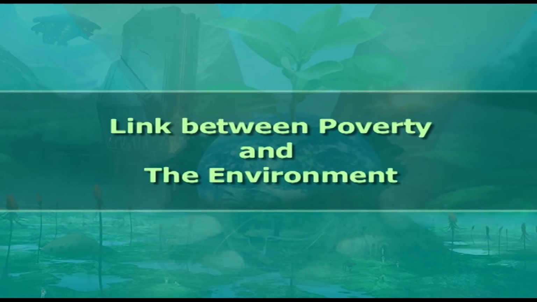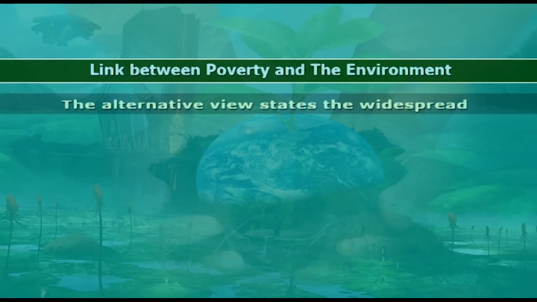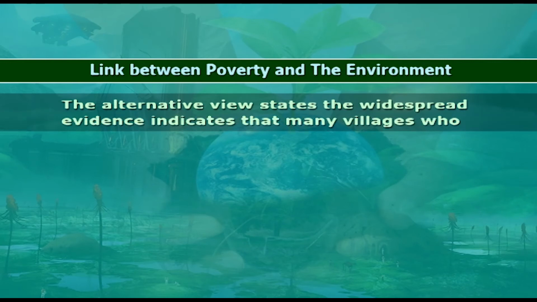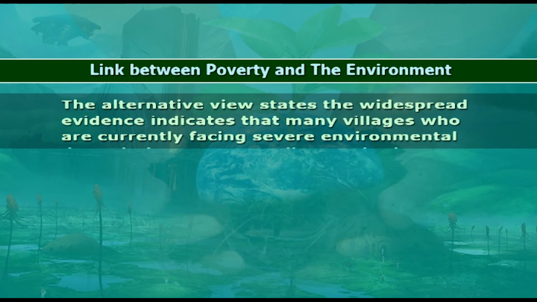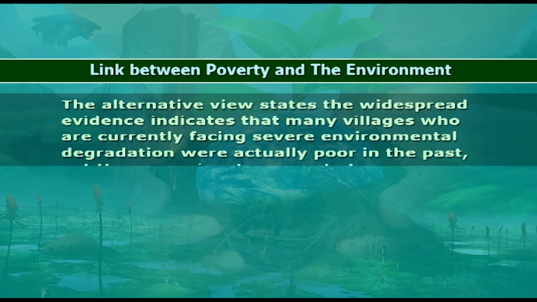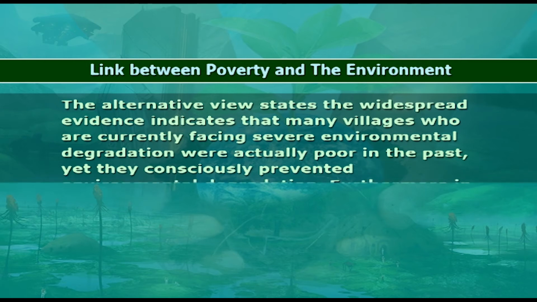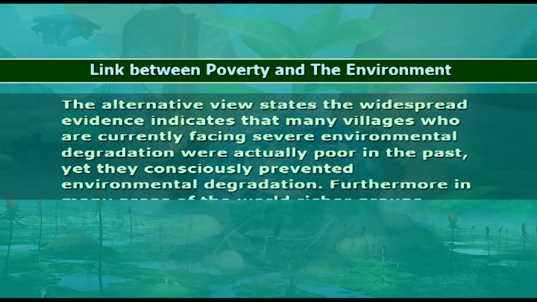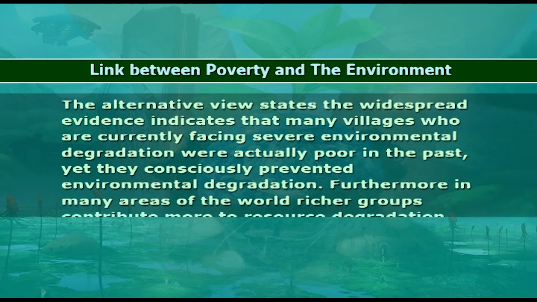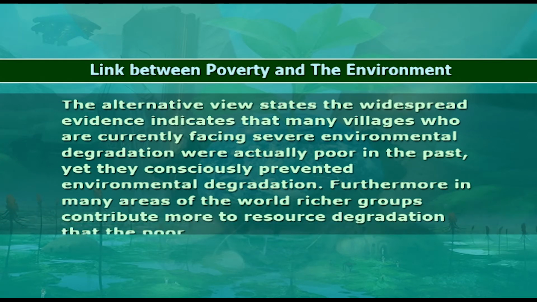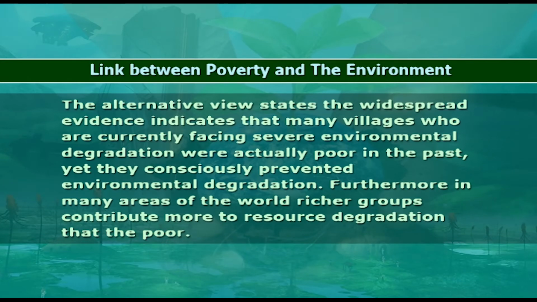Now friends, we will focus on the link between poverty and the environment. An alternative view emphasizes that the mainstream approach focuses on the immediate causes rather than on the key driving forces dictating the resource user's behavior. The alternative view states that widespread evidence indicates that many villages currently facing severe environmental degradation were actually poor in the past, yet they consciously prevented environmental degradation. Furthermore, in many areas of the world, richer groups contribute more to resource degradation than the poor.